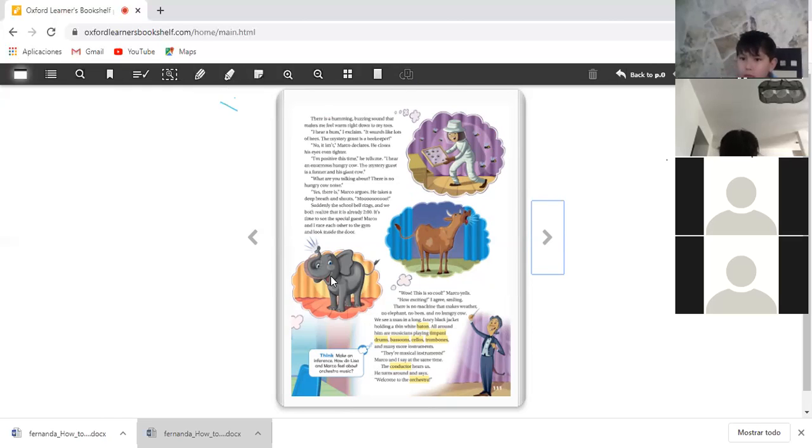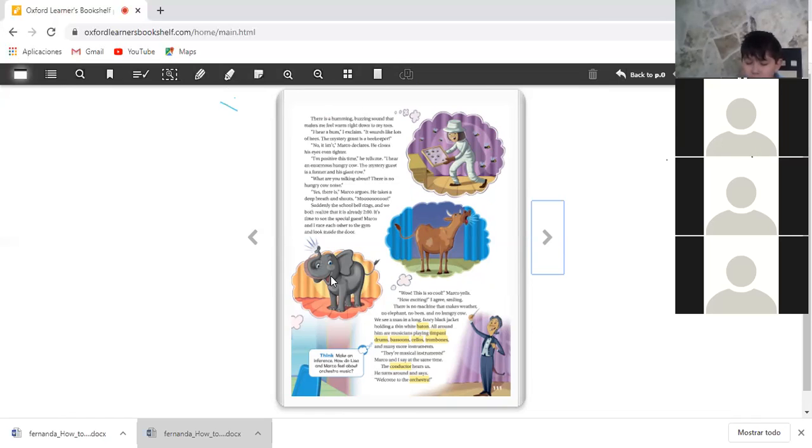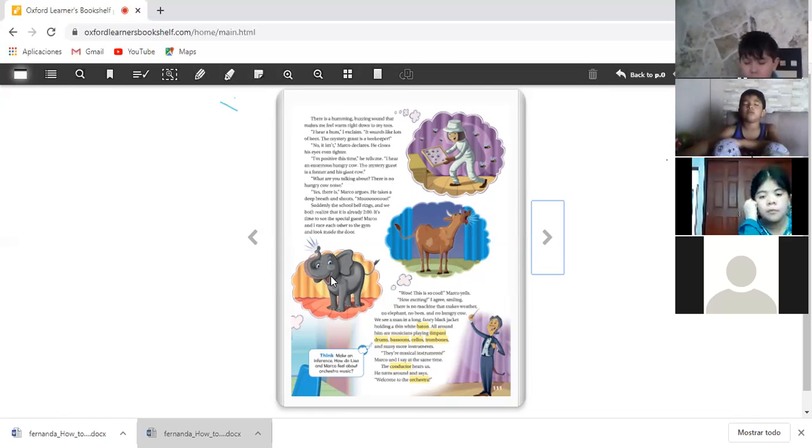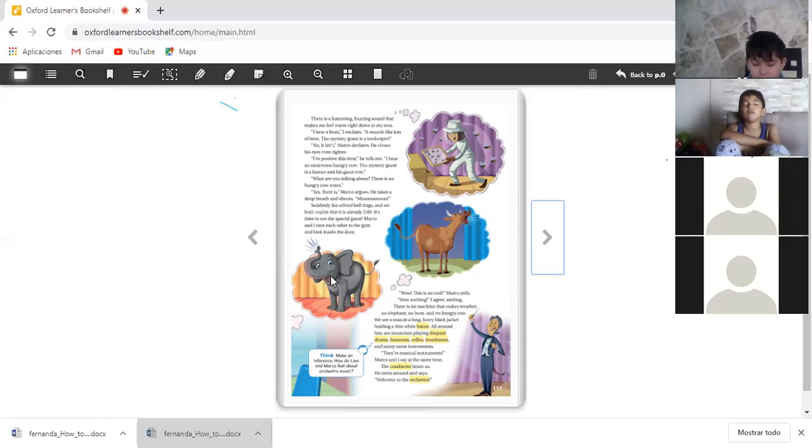Daniela, Angel, Sebastian, Emiliano, close your eyes and listen. When you close your eyes, it's easier to hear noises around you, right or wrong? Close your eyes. Are they closed? Yes?